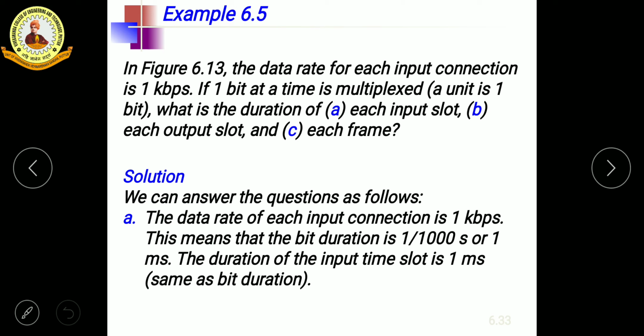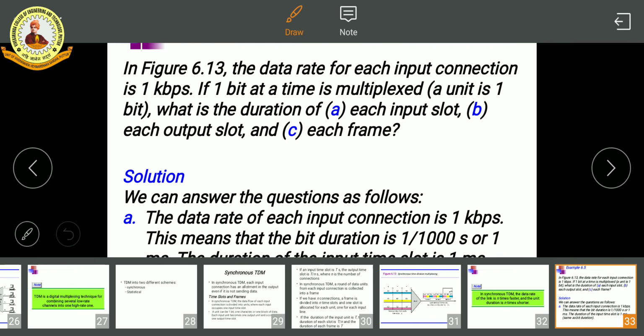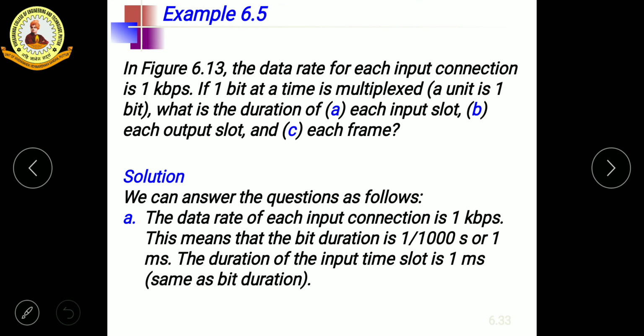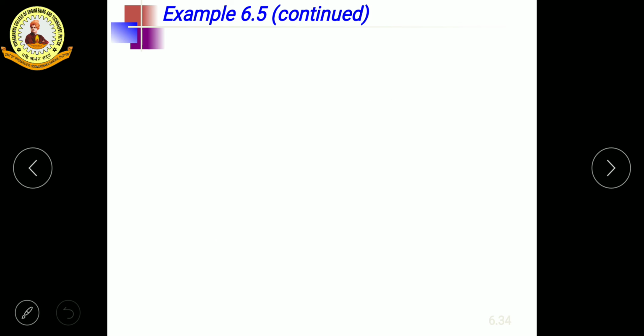The first one we will solve is part A, each input slot. What is the duration of each input slot? To find it out, the data rate of each input connection is 1 kbps. So the duration of 1 bit at 1 kbps can be calculated as 1 by 1000 seconds. Why? Because we have 1 kilobit per second. What is the duration of 1 bit? That is 1 by 1000, which is equal to 1 millisecond. Right, 1 millisecond is the duration of a time slot of 1 bit here. That is the bit duration, in other words.